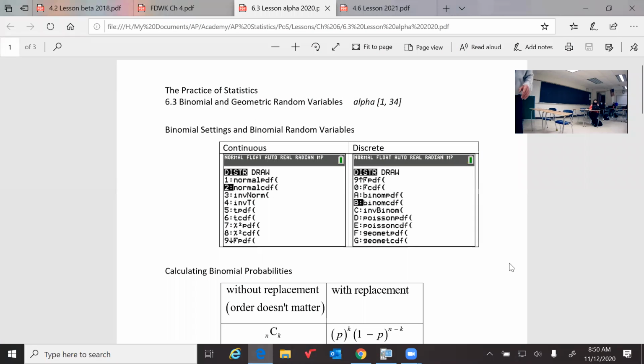Okay. So binomial and geometric distribution. We're going to focus on the binomial and get to the geometric next week. So you need to understand something. Ready? Take out your calculator.